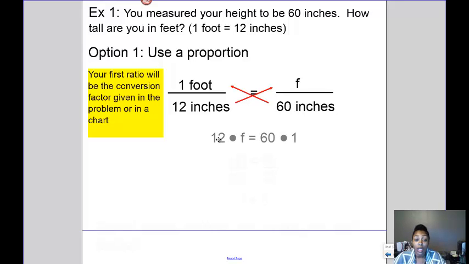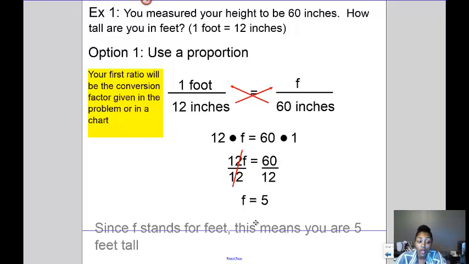Once I do that, I end up with 12 times F on one side and 60 times 1 on the other. 12 times F is just 12F, and 60 times 1 is 60. Now I need to solve the equation, so I divide both sides by 12. These cancel out, and I'm left with F equals 5. Since F stands for feet, this means that you are 5 feet tall. So if your height is 60 inches, in feet that is 5 feet tall.